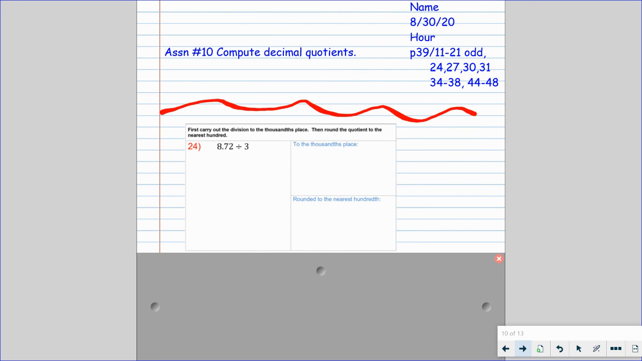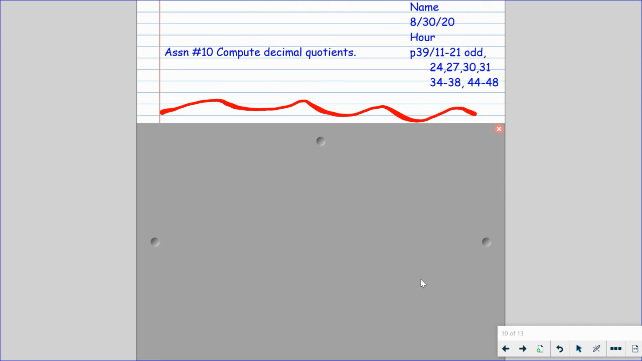That's what I got, ladies and gents. For now, whatever the date is, whatever the number assignment is, go ahead and begin page 39. Numbers 11 to 21 odds, 24, 27, 30, 31. 34 to 38 doesn't say odds, so make sure you do all of those, as well as 44 to 48 all.